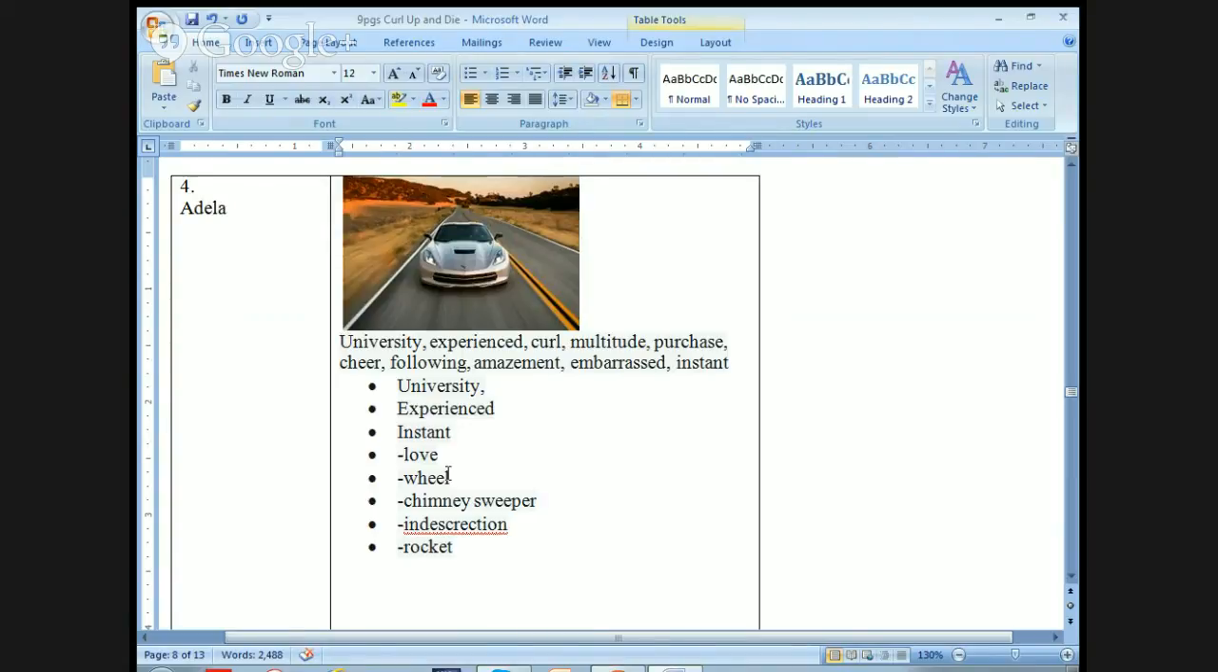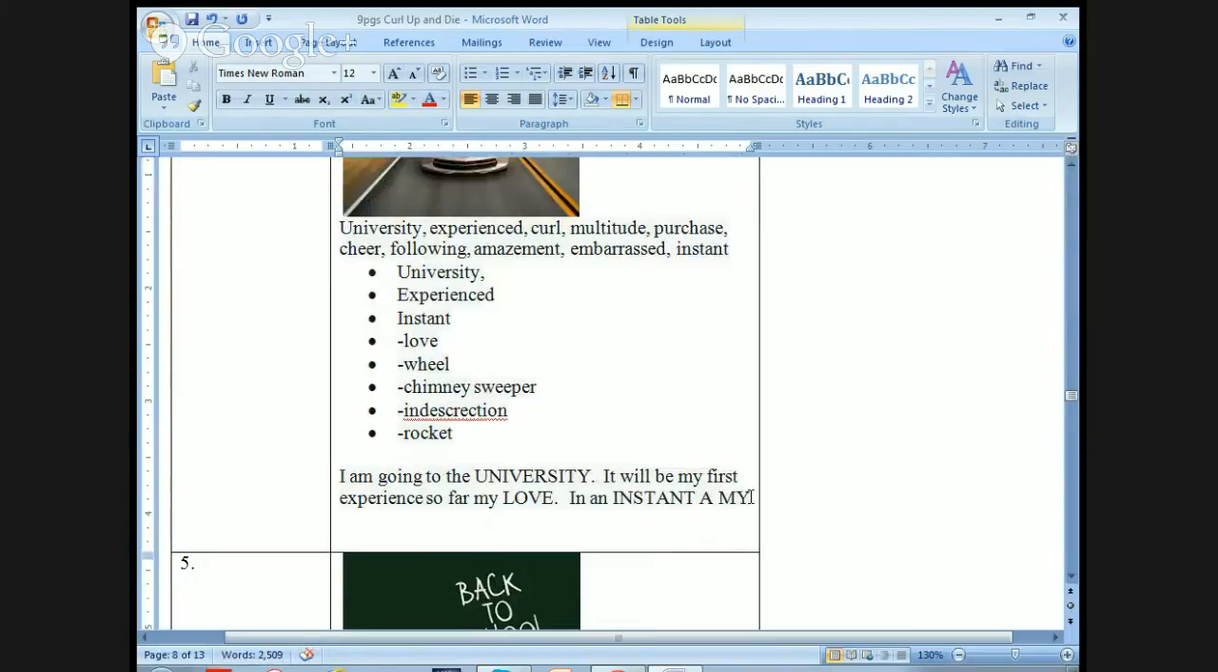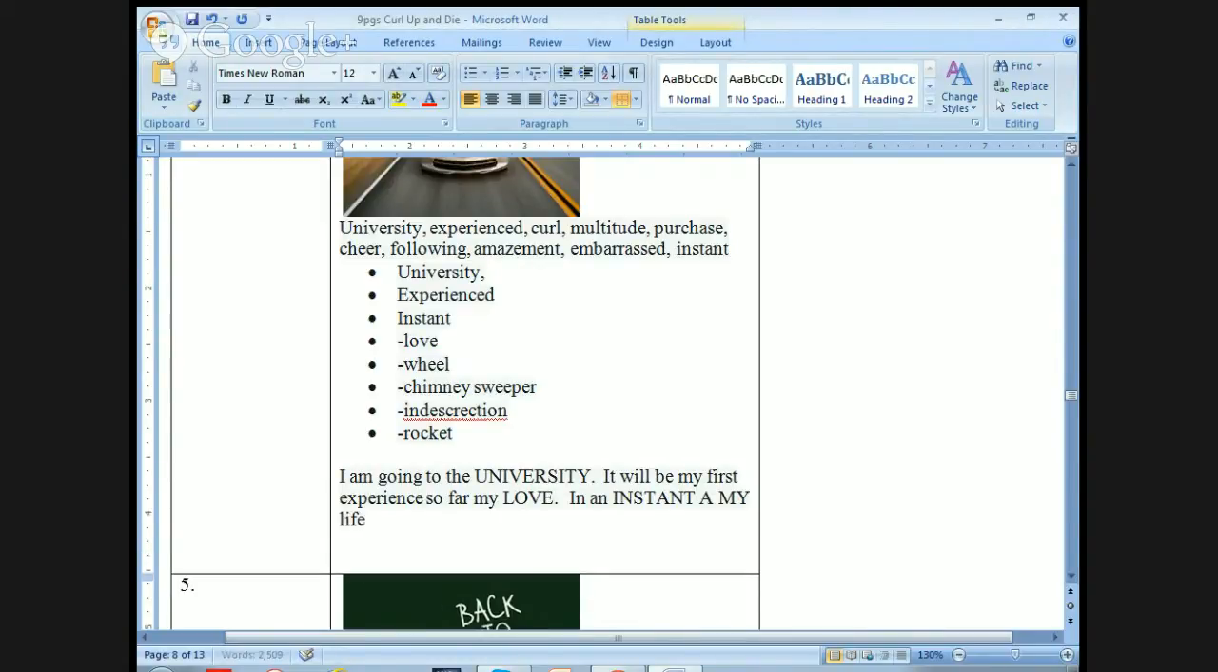Okay. I'm going to the university. It will be my first experience so far, my love. In an instant, my childhood, or my life, is in a well. Okay, continue. I don't know what you get. It is in a well.